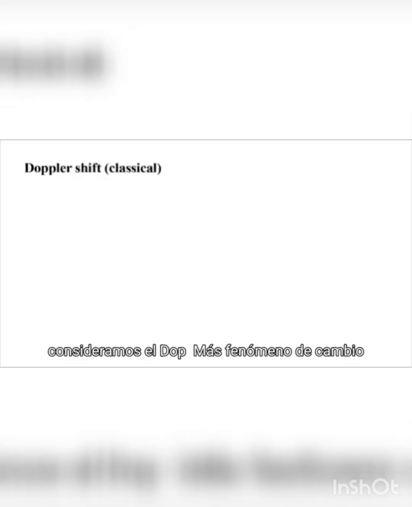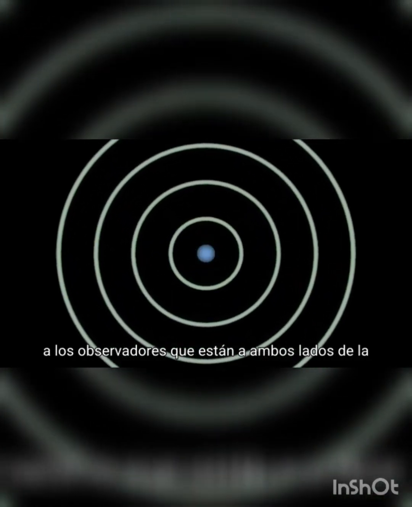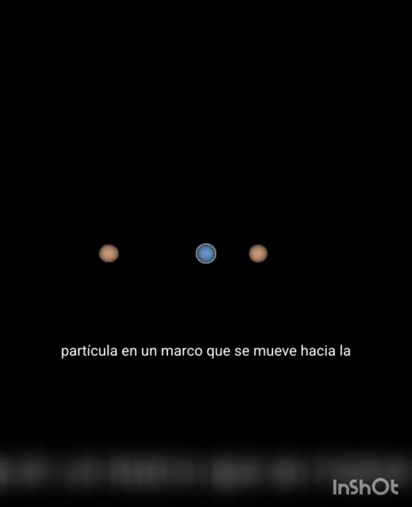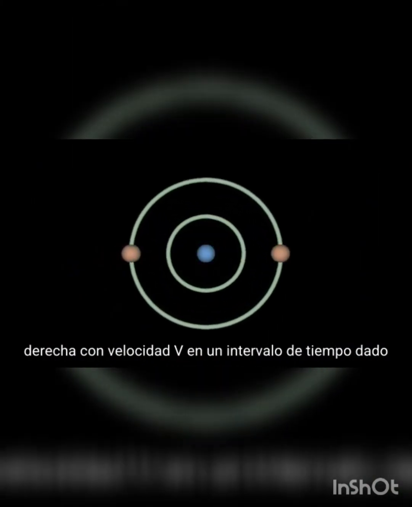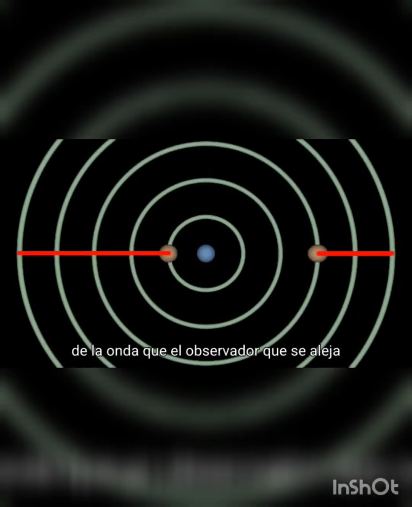Now we consider the Doppler shift phenomenon. We start with the classical version. A particle at rest in a particular frame emits light waves of a given frequency. Two observers are on either side of the particle in a frame that moves to the right with velocity v. In a given time interval, the approaching observer passes through more oscillations of the wave than the receding observer. More oscillations per time means a higher frequency.